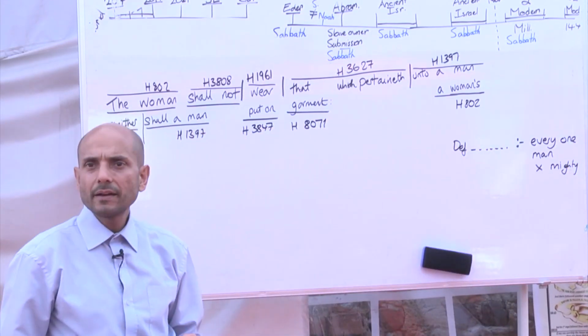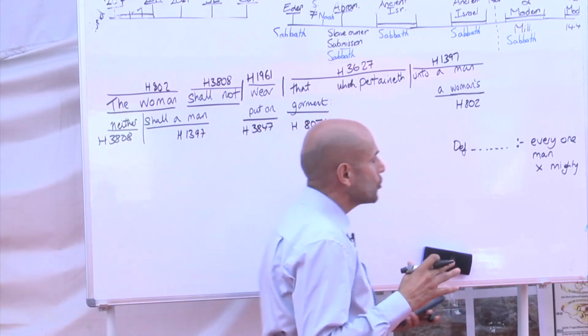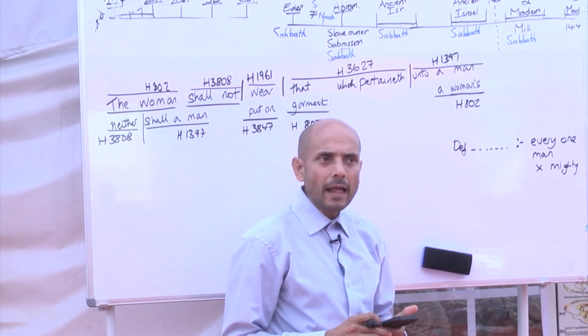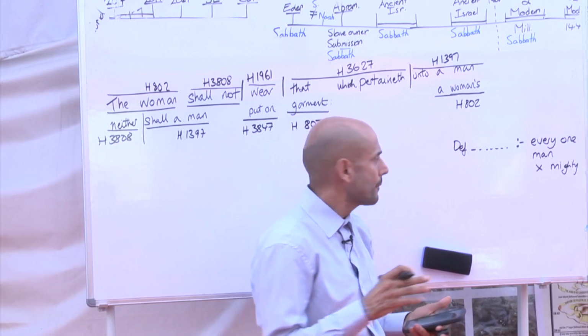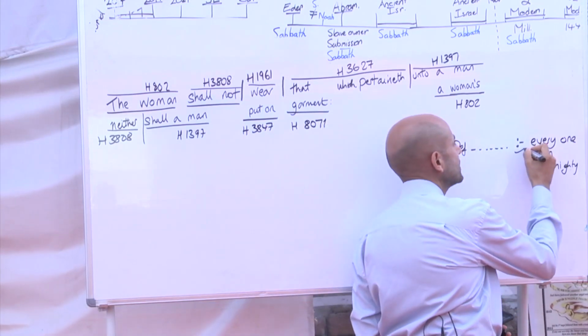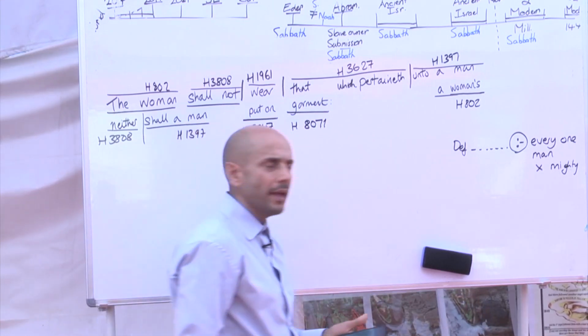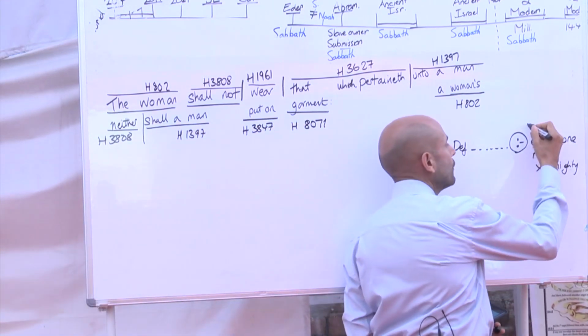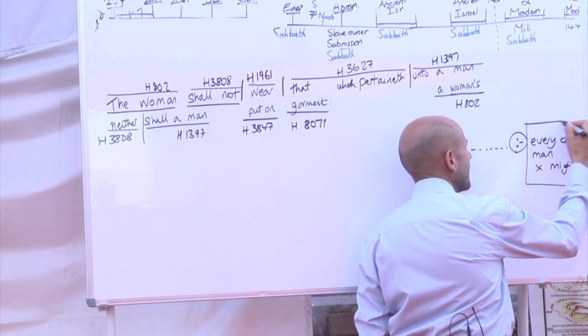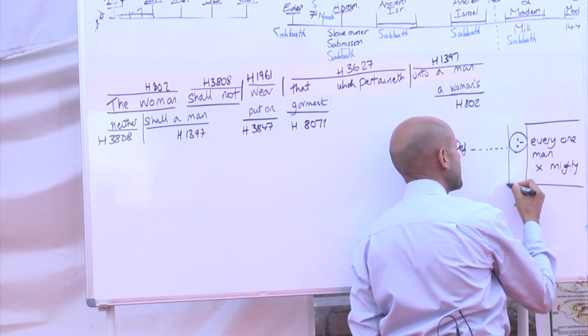Everybody can see that? So when you're doing a study and you're going to use Strong's, you want to look for this sign here. And what that's telling you is everything on this side is different to everything on this side.